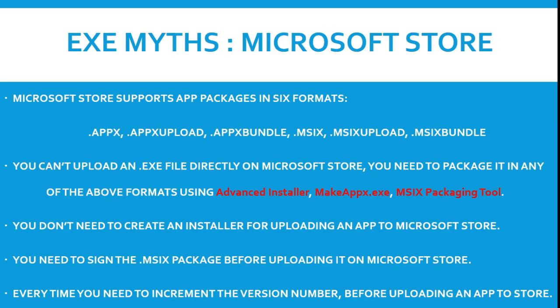So Microsoft Store supports app packages in 6 formats such as appx, appx upload, appx bundle, msix, msix upload, and msix bundle. Basically, these are the 6 formats in which Microsoft Store supports uploading of your UWP apps. You can't upload an exe file directly on Microsoft Store. You need to package it in any of the above formats using Advanced Installer, MakeAppx.exe, or the MSIX packaging tool. MakeAppx.exe and the MSIX packaging tool are tools provided by Microsoft, and Advanced Installer is a private tool. You need to purchase that tool.